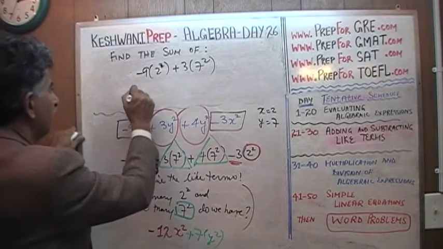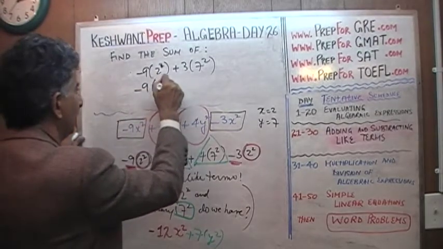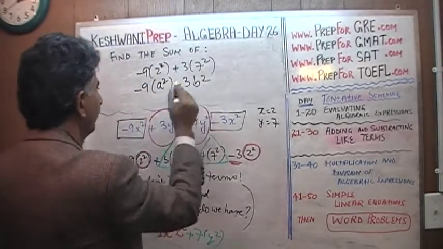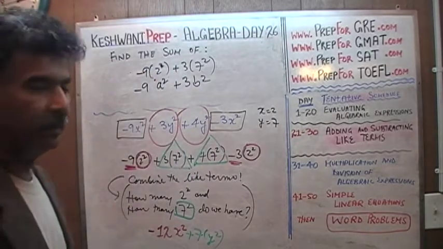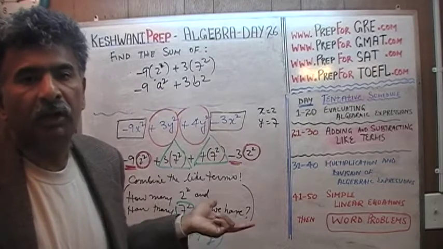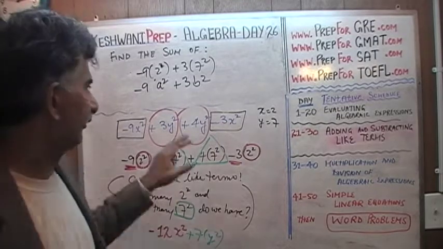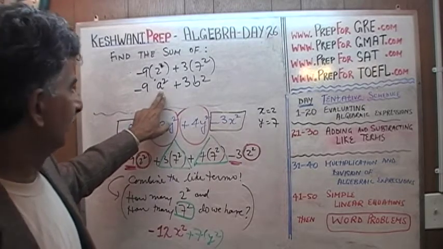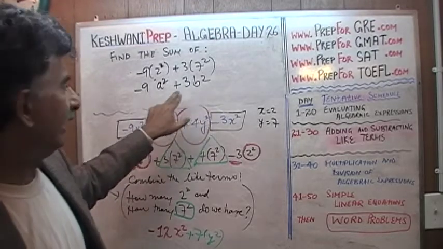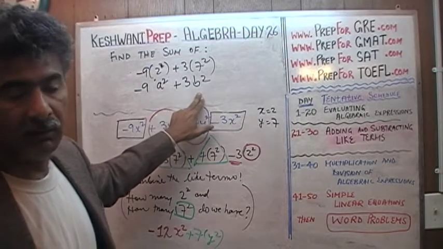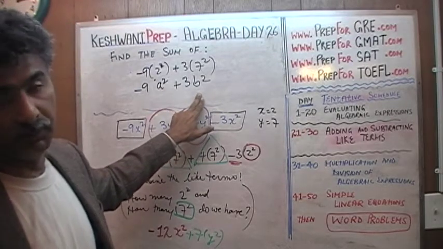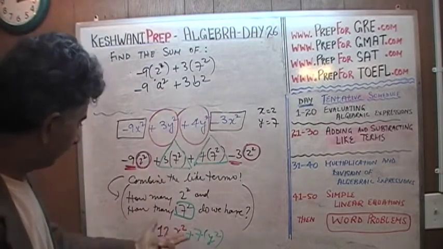So here, if somebody were to give you negative 9a squared plus 3b squared, there is nothing to combine because there are no like terms, there are no similar terms. This is dissimilar. The a squared is unlike b squared. a has a different value than b, because if they did have the same value, they would both have been called a or b. Do you understand?